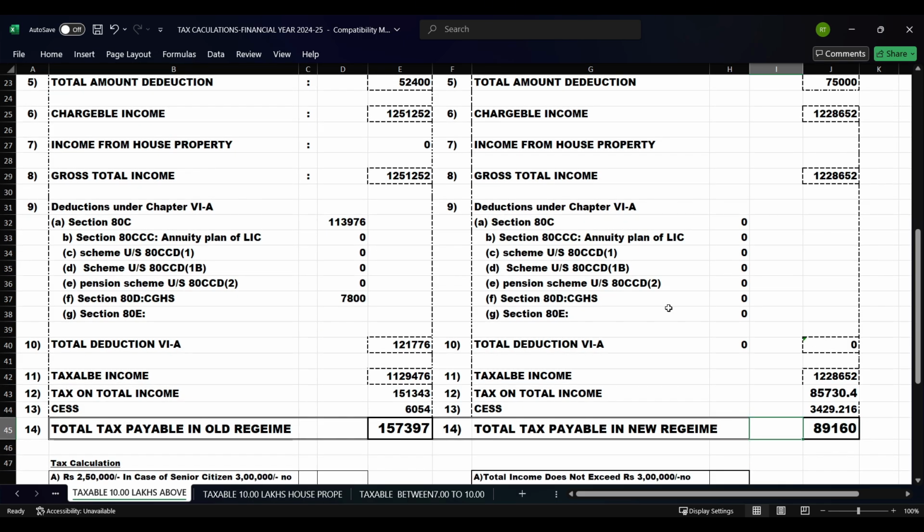So as per these three calculations, you can opt for option 1 or option 2 using this Excel sheet. I think you understood this calculation sheet.